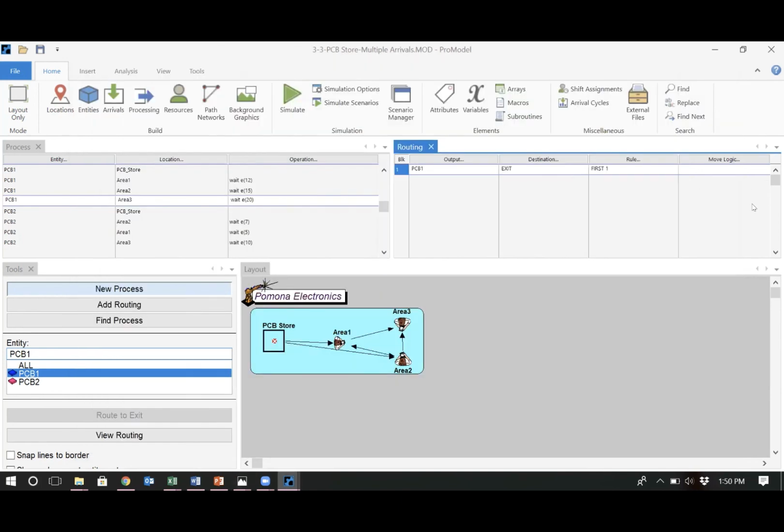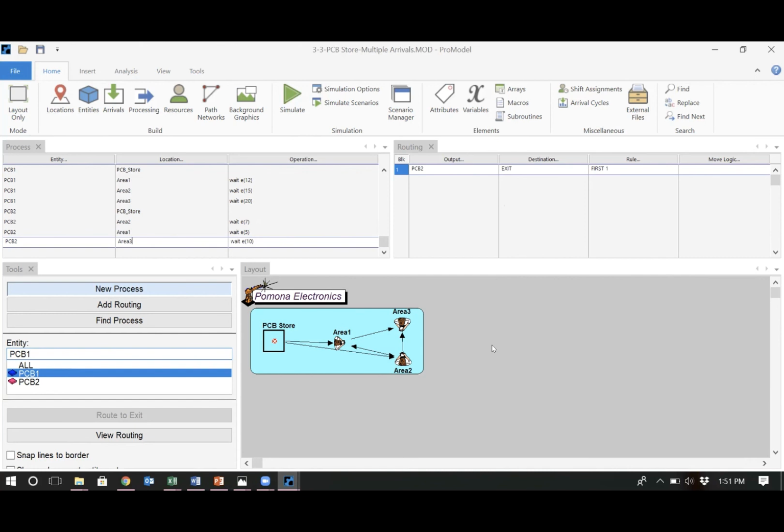For PCB2, we go from PCB store to area 2 and then area 2 to area 1 and then area 1 to area 3 and then area 3 to exit. And I gave you processing times in each one of these areas, and all of them have exponential distributions. So make sure to put that in, okay?